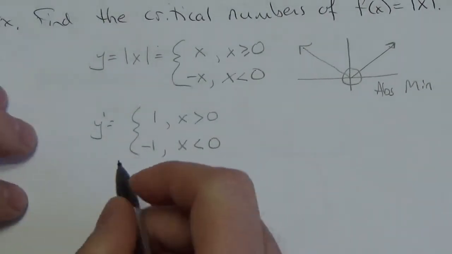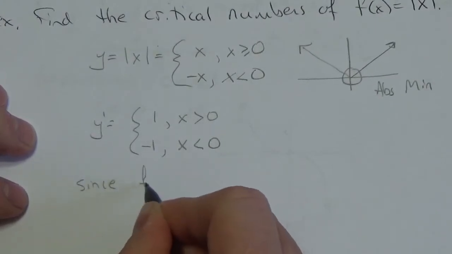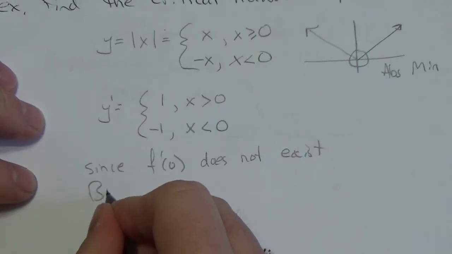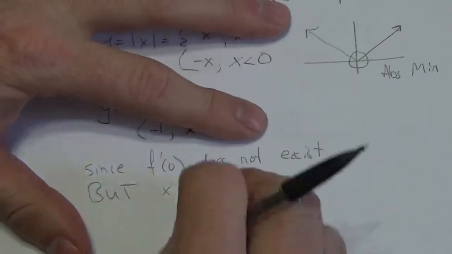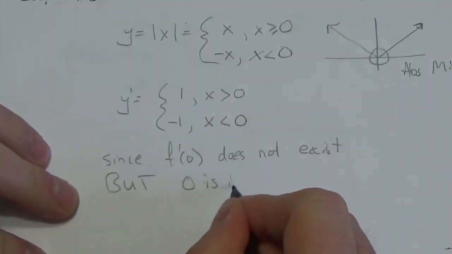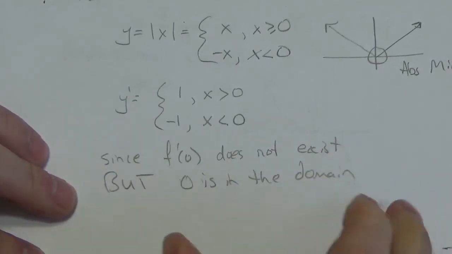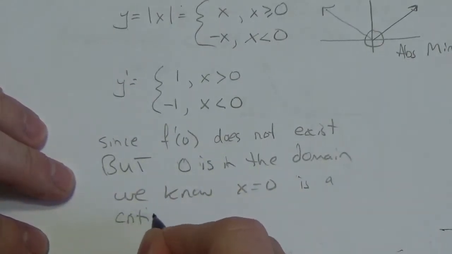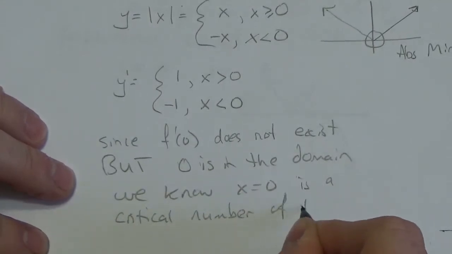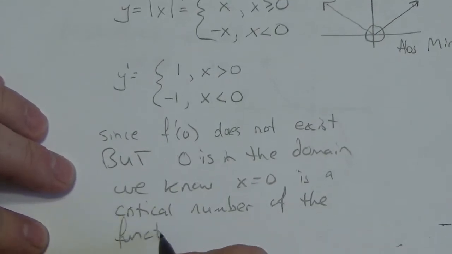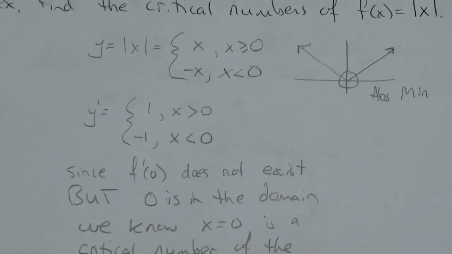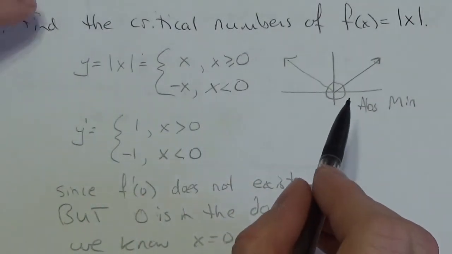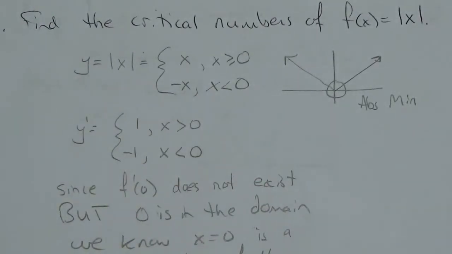So, since f prime at 0 does not exist, but 0 is in the domain, we know x equals 0 is a critical number, or a critical value of the function. Whoops, I'm almost off the page here. So here's an example, and this is just going to be one of many. I use this one because we specifically looked at the absolute value function a long time ago to demonstrate that the derivative did not exist at that point. So anyway, there we go.